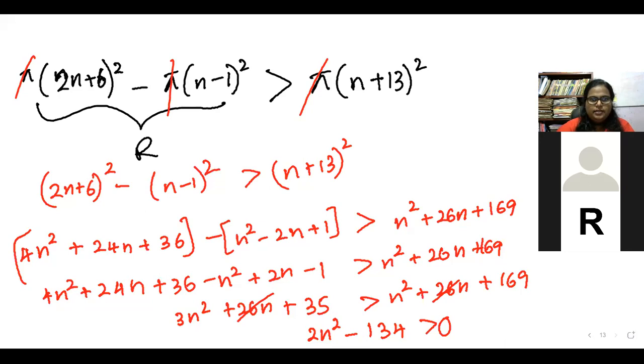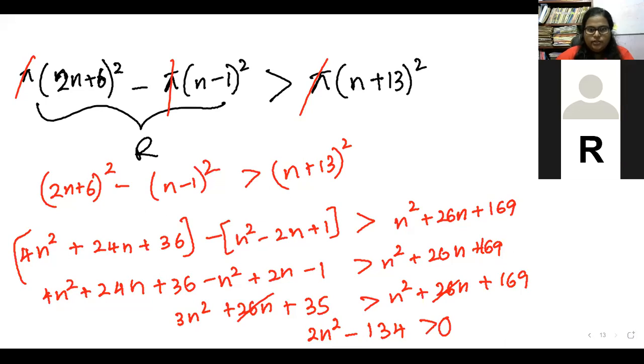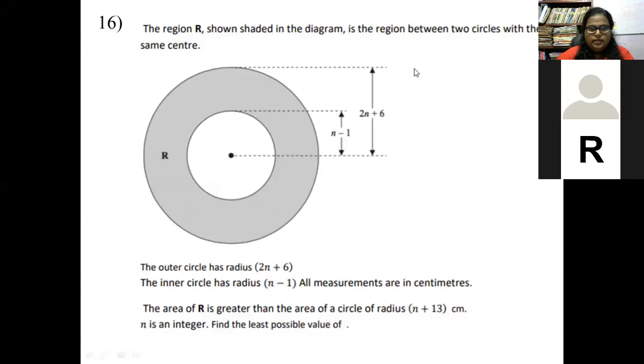2n plus 6, no? It is 2n plus 6 in the question. Yeah, 2n plus 6 and n minus 1. Left hand side 24.